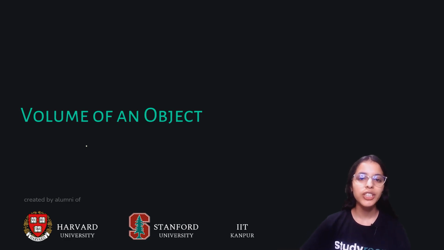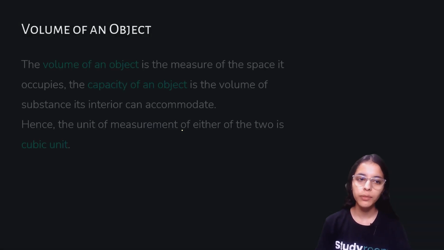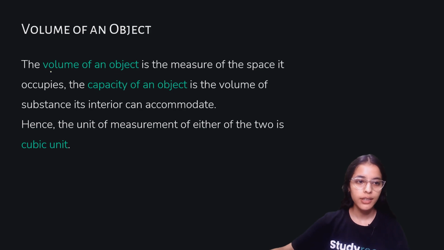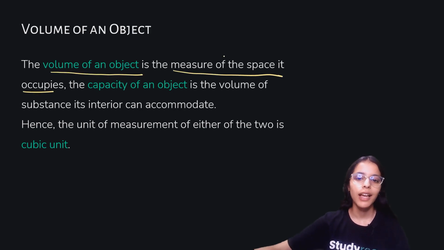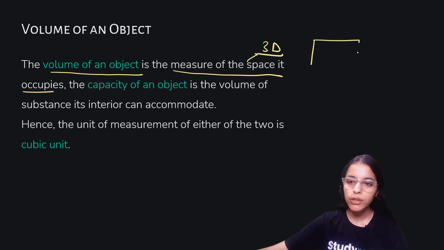Now we will move on to the next part of our chapter, that is volume of an object. Now what is volume? Volume of an object is the measure of space it occupies. Space here means three-dimensional space. So here, the amount of space the object occupies, that is, the amount of height and length and breadth, the area and the height it takes.